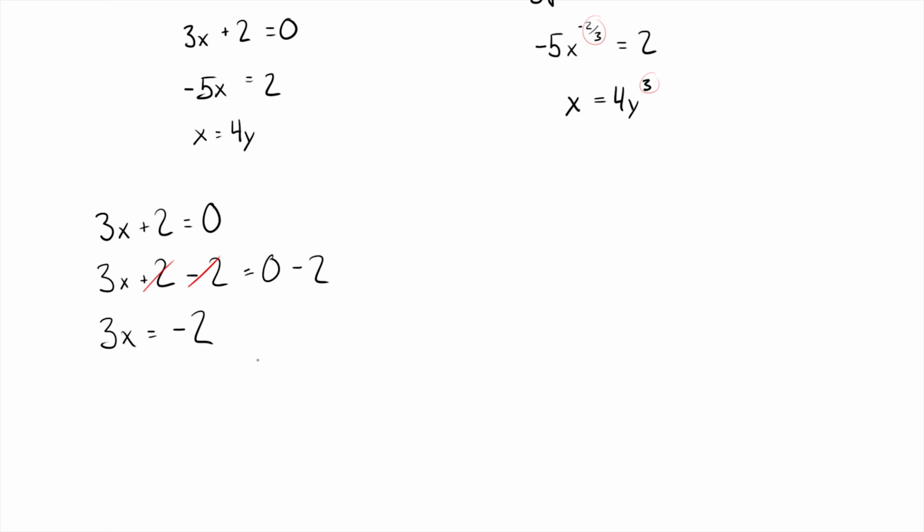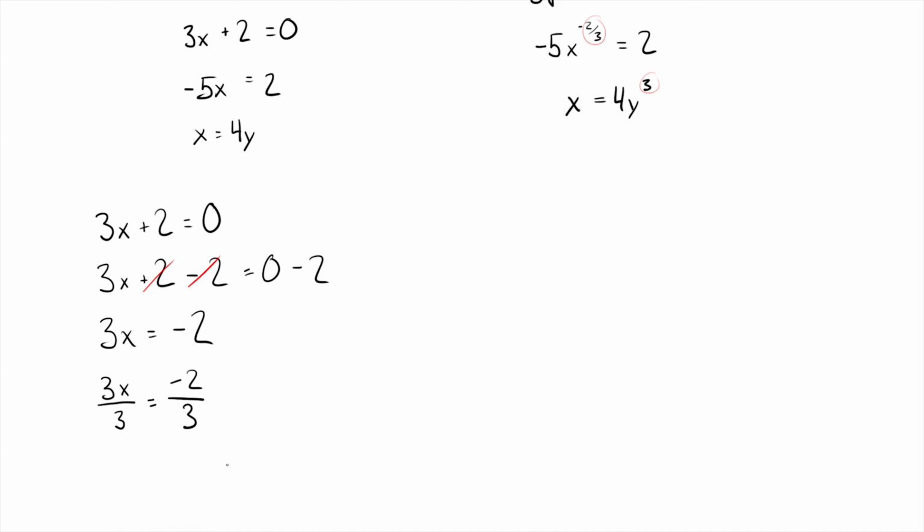Pretty simple. And now just like we canceled out this plus 2 on the left-hand side, we need to somehow cancel out this 3 on the left-hand side to get x to be alone. And the way I'm going to do that is I'm actually going to divide by 3. Okay? And again, whatever I do on the left-hand side, I'm doing to the right-hand side too. So in this case, I'm going to have negative 2, and that's just going to be divided by 3.